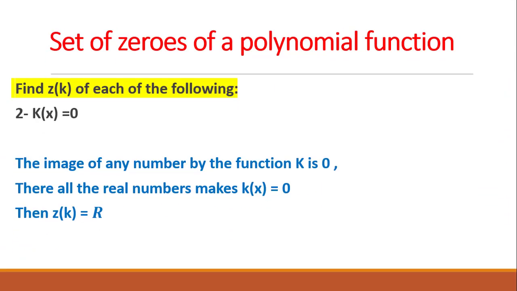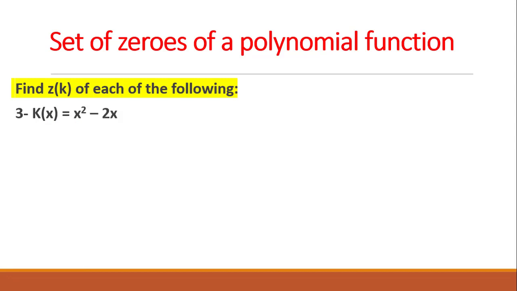Here, for example, if k of x equals 0, it means that k of x always equals 0. So all the real numbers can be a solution of k of x equals 0. So here the set of zeros of the function k equals R, all the real numbers.